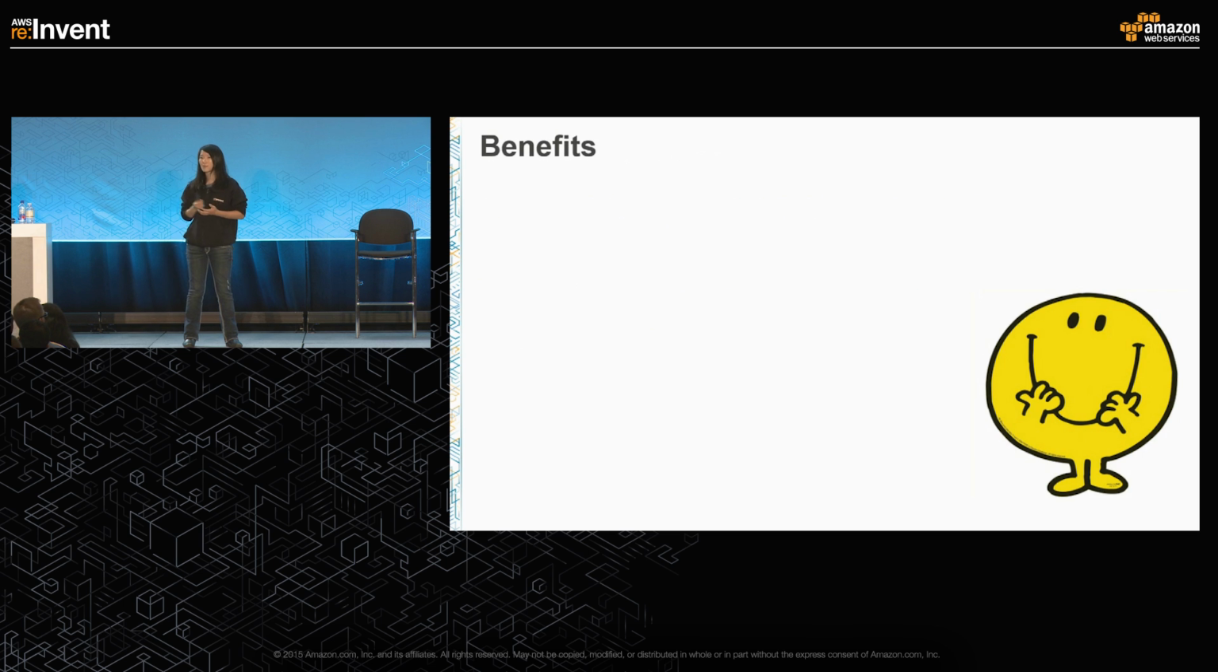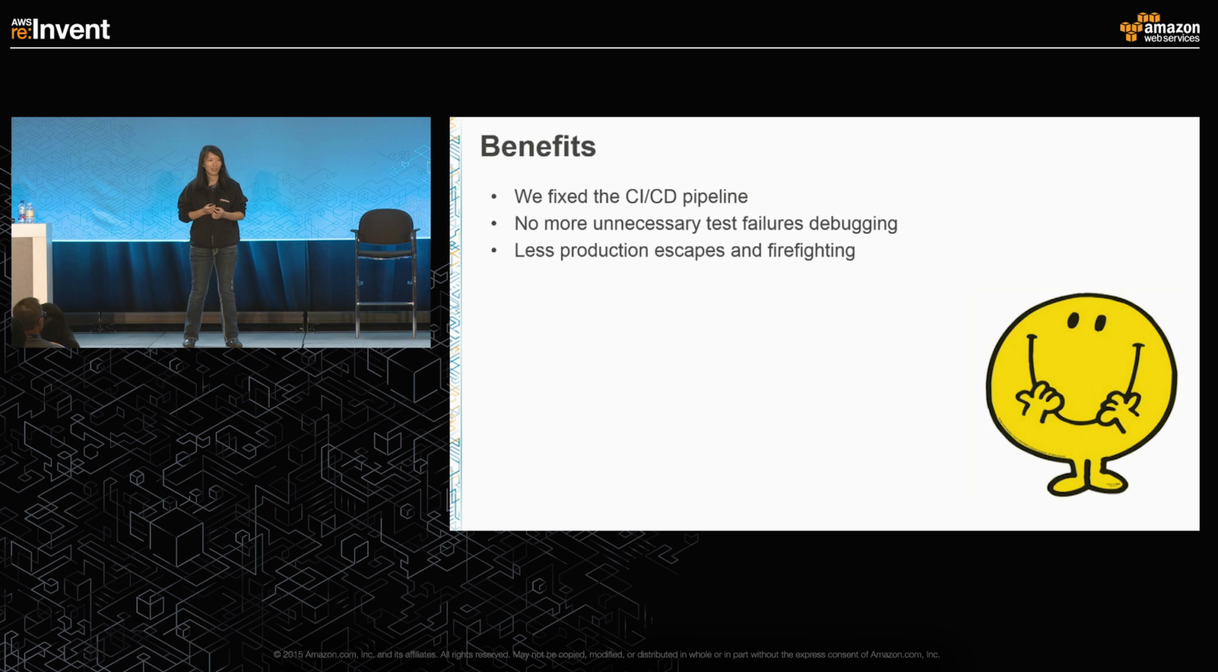What's the benefit of using Wiremock? It's just amazing. We fixed our CI/CD pipeline. We make sure it will only fail when it finds a true bug in our system and test. And we don't spend engineers' time on unnecessary task failure debugging. We focus the time on the really important things. Since we increased our code coverage, we have fewer production escapes and less firefighting. We have better code quality.